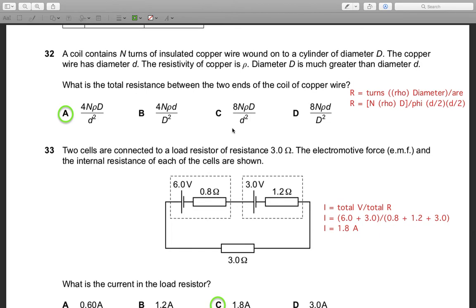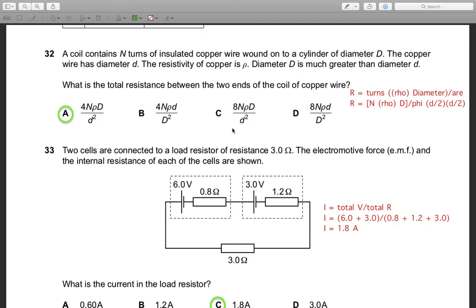Number 32. A coil of N turns of insulated copper wire is wound on a cylinder of diameter D. The copper wire has diameter d and the resistivity of copper is rho. Diameter D is much greater than diameter d. What is the total resistance between the two ends of the coil of copper wire?